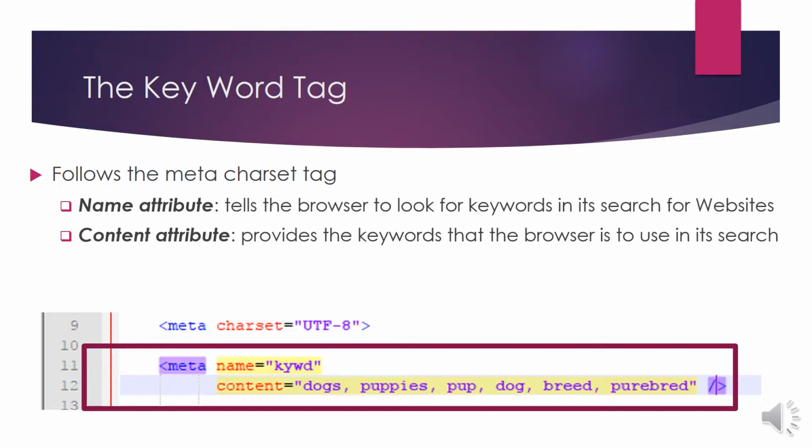If you look at lines 11 and 12, this meta tag will take up 2 lines. First, you have your meta, followed by your attribute name equals keyword KYWD. And then the content is what changes for every website. You will put the words in here that describe, or that you think people will use to actually access, the website that you're working on.